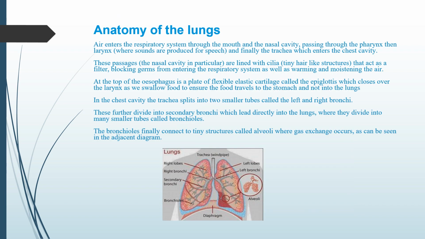Anatomy of the lungs. Air enters the respiratory system through the mouth and the nasal cavity, passing through the pharynx, then enters into the larynx, where sounds are produced for speech, and finally the trachea, which enters the chest cavity. These passages, the nasal cavity in particular, are lined with cilia, tiny hair-like structures that act as a filter, blocking germs from entering the respiratory system as well as warming and moistening the air.